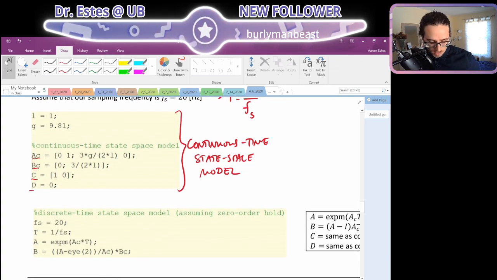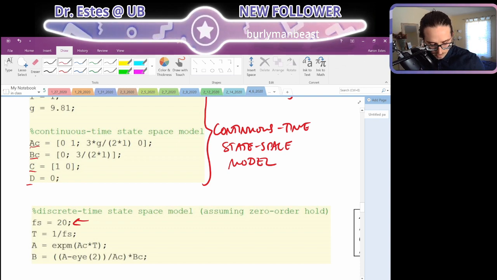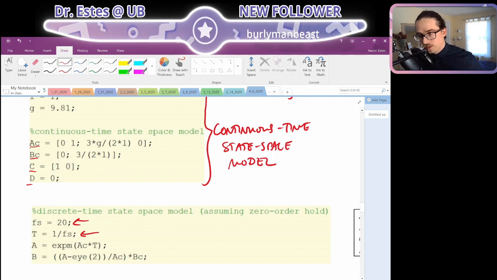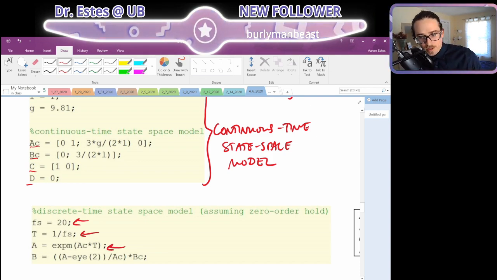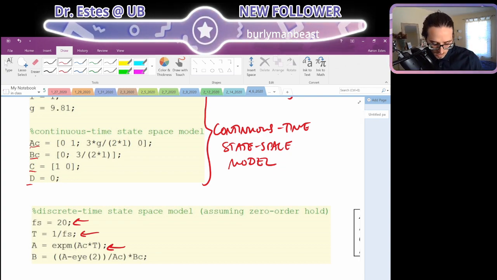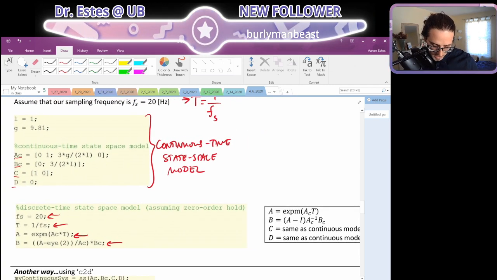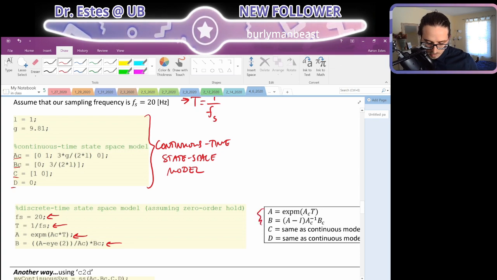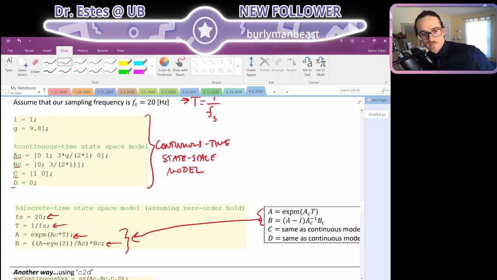All right, so to convert it to discrete time, using the zero order hold assumption, you define your sampling frequency, and then you get your sampling period by taking 1 divided by that. Here's how you can do the matrix exponential in Matlab: EXPM. Here is how we calculate the B matrix. So I'm just implementing these 2 equations in Matlab.